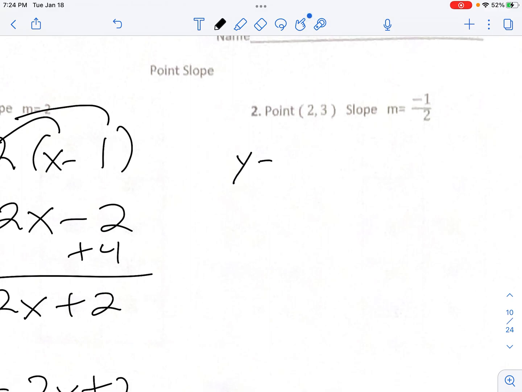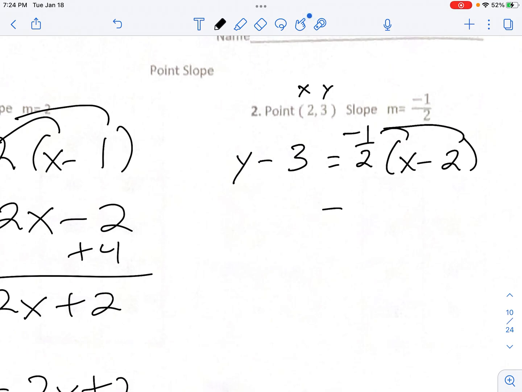So the next one, you're given a point, so you need the point slope setup. Okay? That's your x, that's your y. The saying goes like this: x by the x, y by the y, slope in the middle. Now that you plugged them all in, you're going to distribute. So negative 1/2 times x is just negative 1/2 x. Negative 1/2 times negative 2. Well, we know that negative times a negative is going to be a positive. Okay? And then 1/2 times 2 is 1.